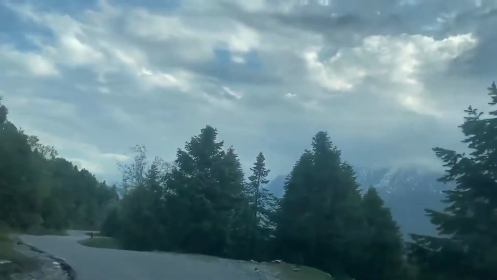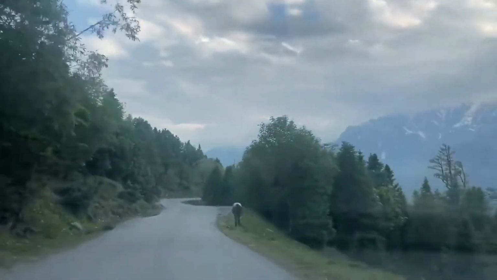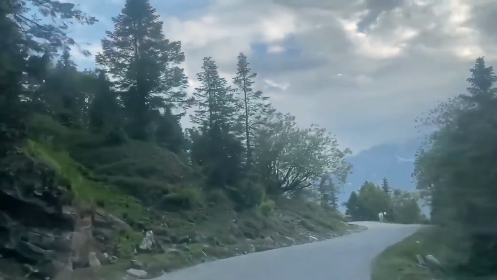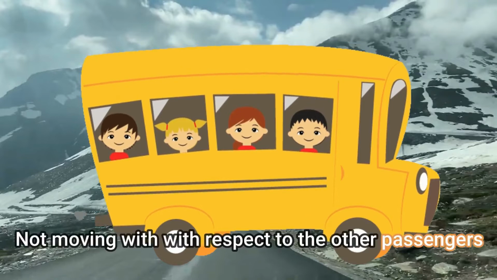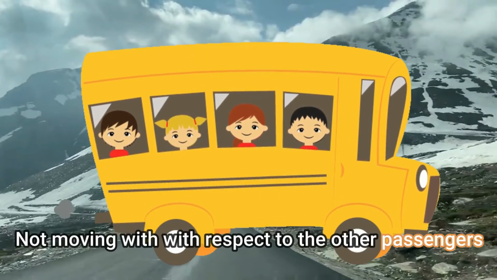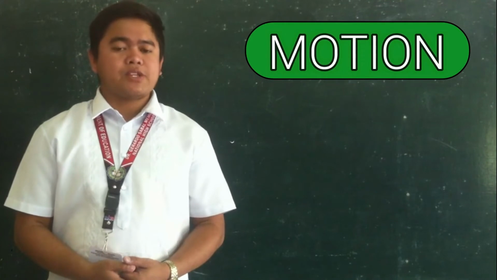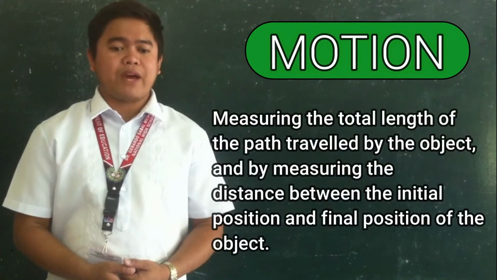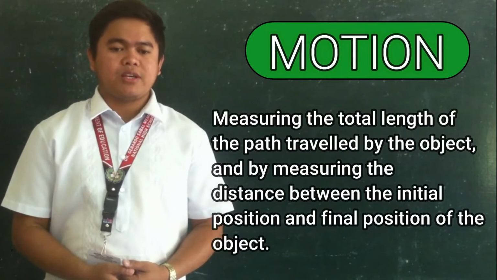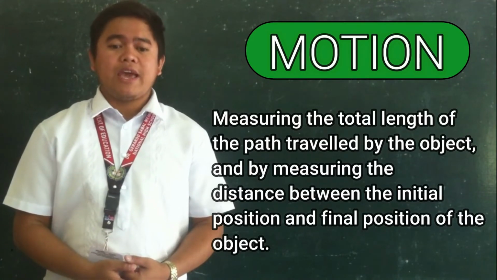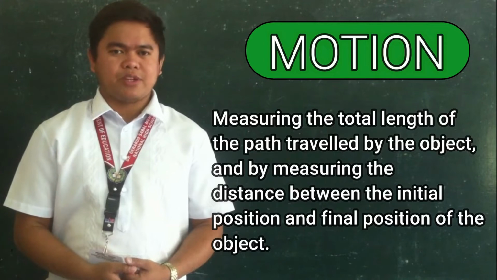An object may be moving with respect to another reference. For example, when you are inside a bus, you are not moving with respect to other passengers, but you are moving with respect to the ground. Motion can also be described by measuring the total length of the path traveled by the object and by measuring the distance between the initial position and the final position of the object.